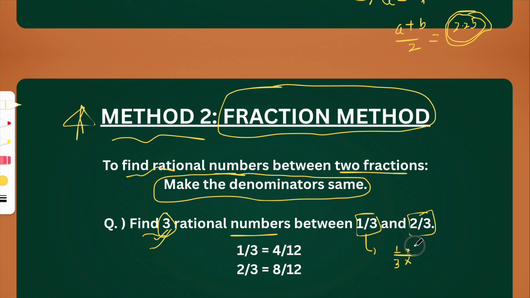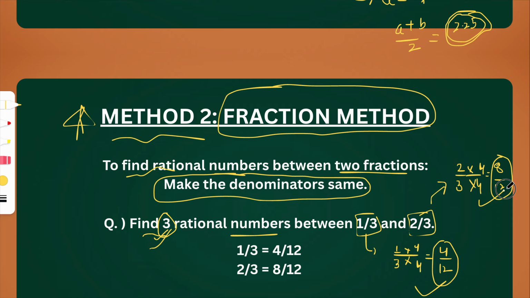Okay, with 4 it has become 4/12. This is an equivalent fraction of 1/3. Similarly, for 2/3 I'll do the same thing. I'll make the denominator the same. 2/3 into 4, how much is it? It is 8/12. So now the question has changed from finding the rational numbers between 1/3 and 2/3 to finding them between 4/12 and 8/12.